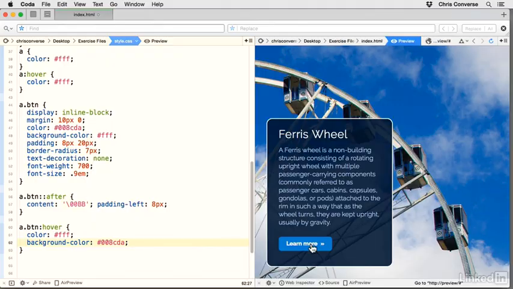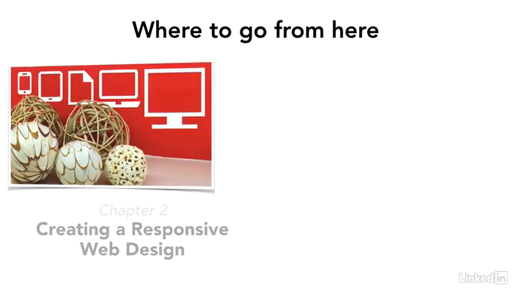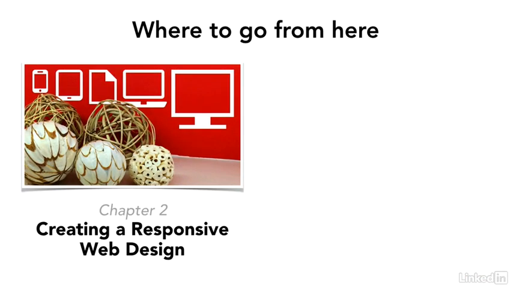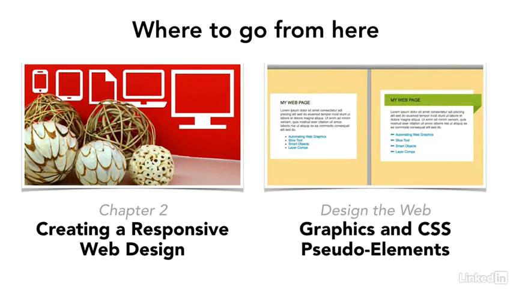Now if you'd like to see more examples of transforming hyperlinks into buttons, check out Chapter 2 of our course called Creating Responsive Web Design here in the library. And to explore more things that you can do with pseudo-elements, we have another course here entitled Graphics and CSS Pseudo-Elements. And so that concludes our brief look at turning a hyperlink into a button. And, as always, thanks for watching.